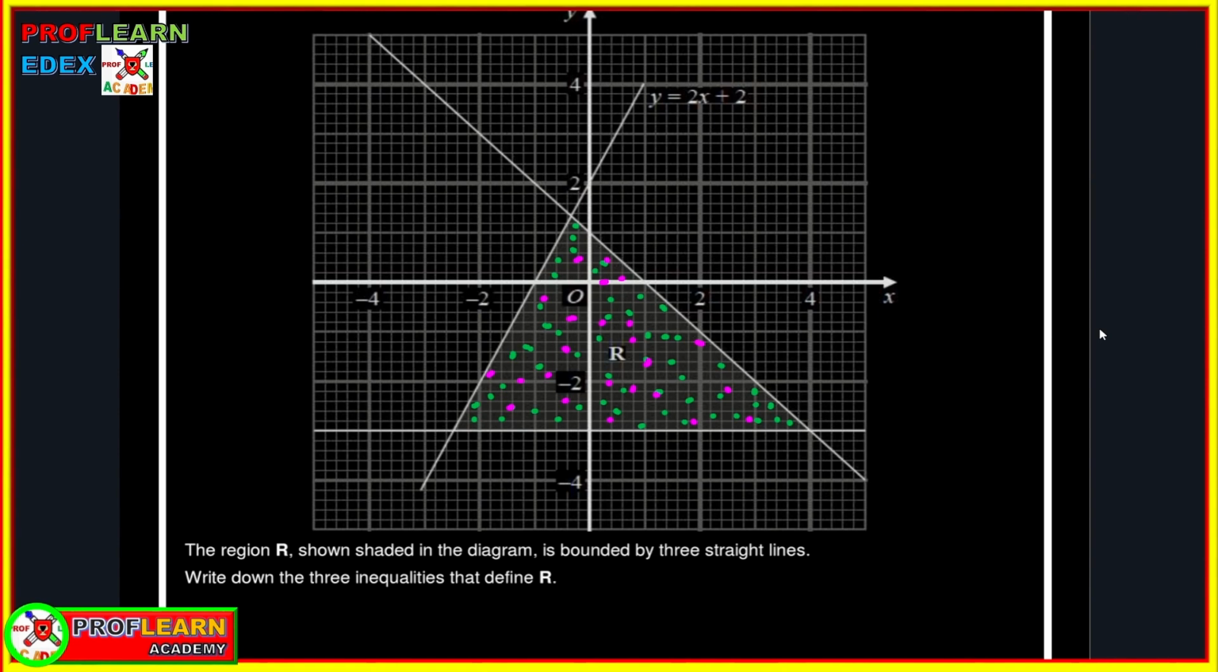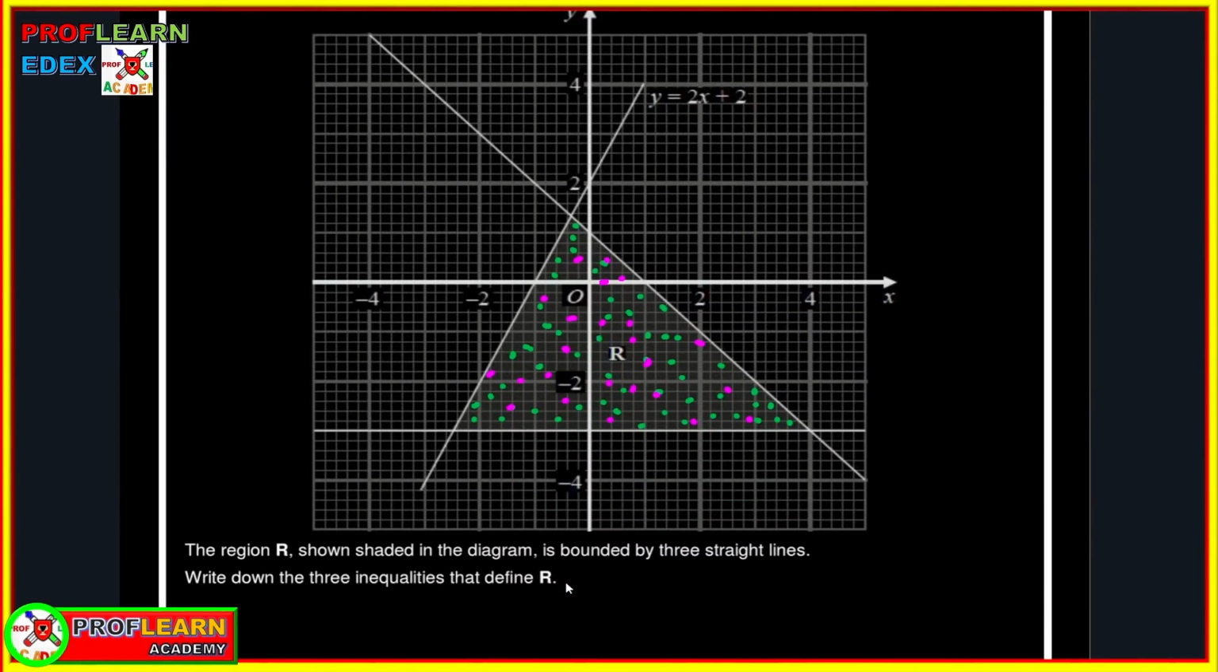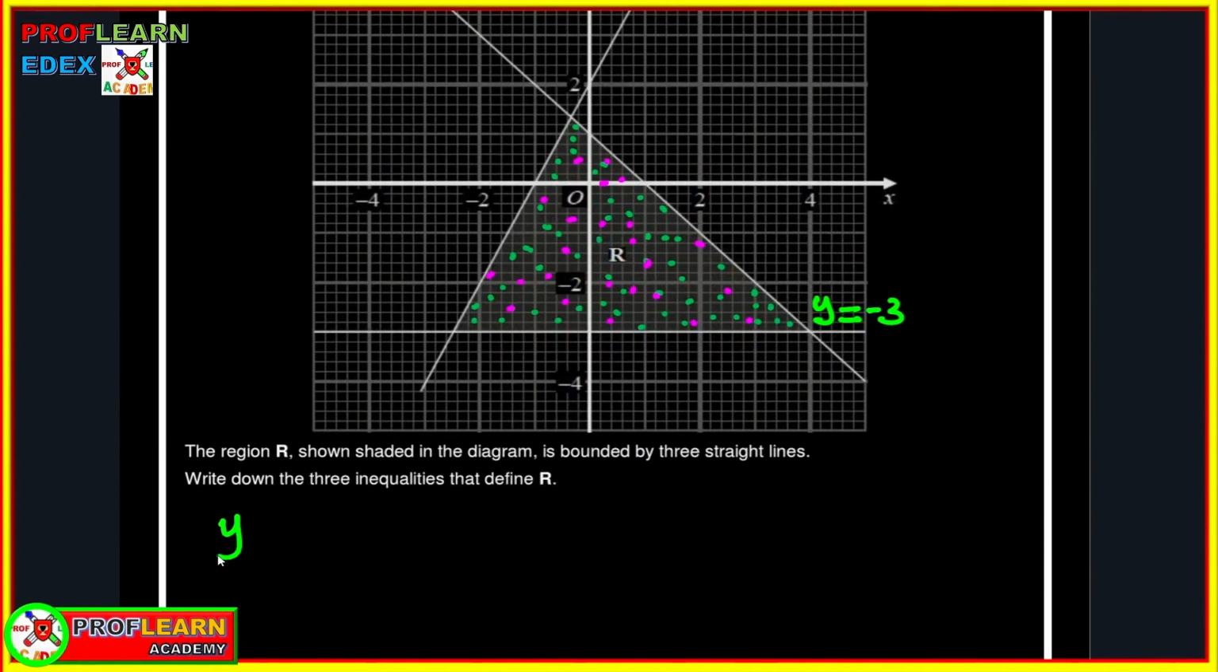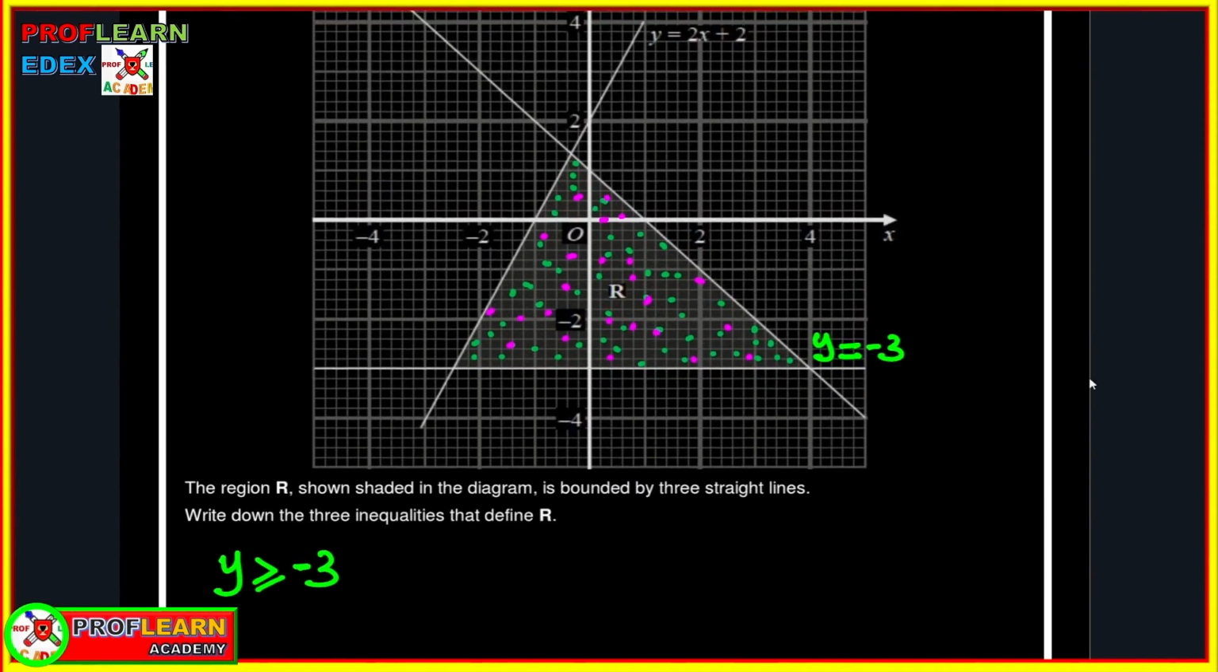So the first one we're going to look at, and the easiest one, is the horizontal one. The horizontal one here, the one that runs across, is y equals -3. But you see, the shaded part is above. So we're going to say y is greater than or equal to -3.